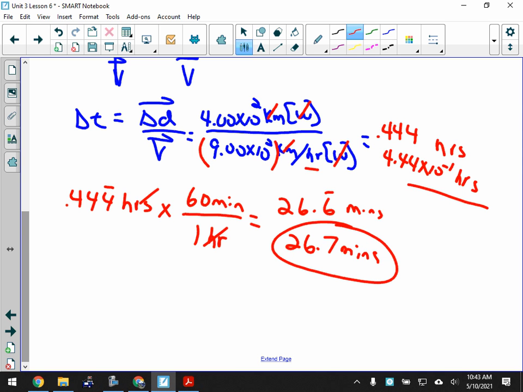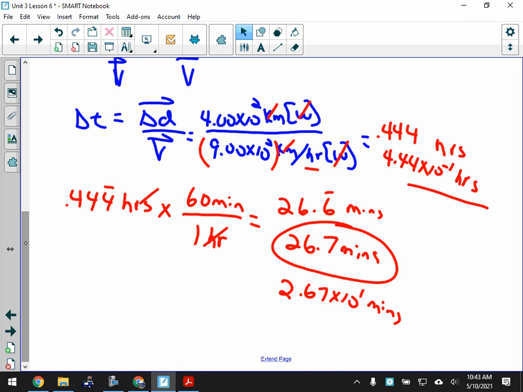And again, I don't think you really need to put that in scientific notation. I think that's fine like it is. But again, if you want to, I guess, it would be what? 2.67 times 10 to the 1 minutes. Okay, but 26.7 minutes makes a lot more sense to me, or 0.444 hours is perfectly fine, okay, for that question there.